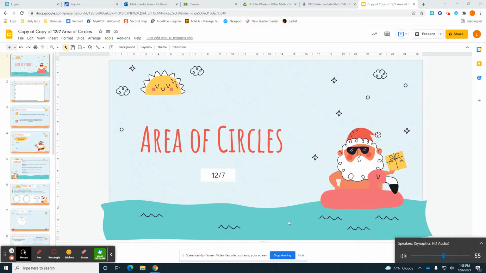All right, boys and girls. So today we're gonna work on area of circles. So yesterday we worked on perimeter.